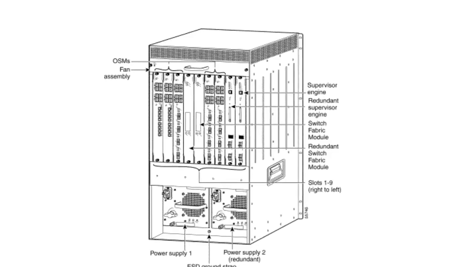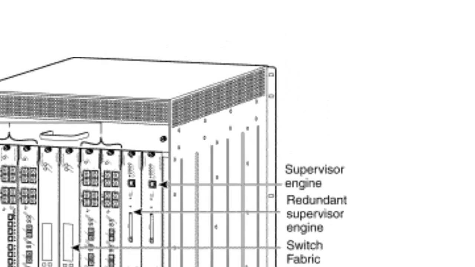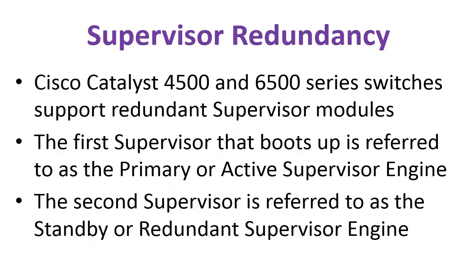The first topic we're going to cover is supervisor redundancy. Some Catalyst switches support redundant supervisor modules. The first supervisor that boots up is referred to as the primary or active supervisor engine, and the second supervisor is referred to as the standby or redundant supervisor engine.